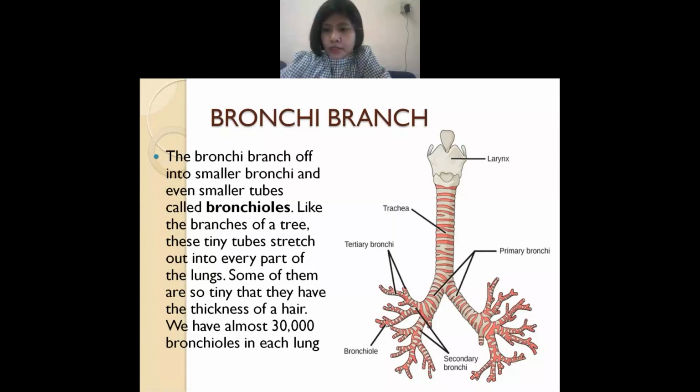And the bronchioles, you will find numerous in number, about 30,000 in each lung. In each lung, here and here, you will find about 30,000 bronchioles. So in the bronchioles, you will find cilia. We have discussed this in the previous slide. Cilia are like hairs and they remove the dust particles. I have already discussed this in the previous slide. Do you all remember?